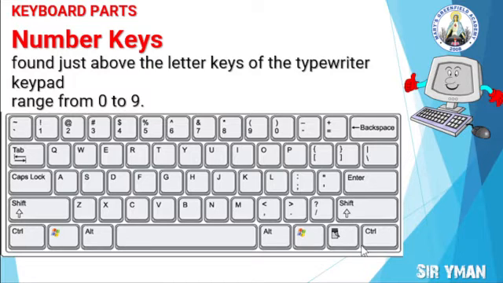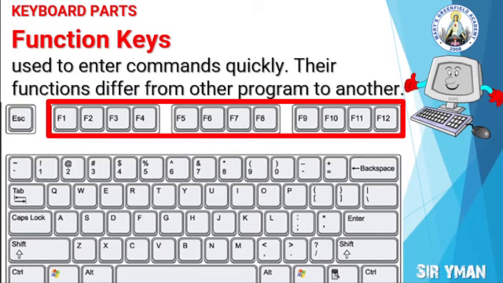Okay, so next ay going on top naman, ano? Punta tayo sa bandang taas ng keyboard. Sa bandang taas ng keyboard, makikita natin ang tinatawag na function keys. Okay, so function keys, they are used to enter commands quickly. Actually, they perform specific tasks. So they are F1 hanggang F12. And you can see them bandang taas ng keyboard. And their functions differ from one program to another. Okay, F1. If you're using Windows 10 or any kind of Windows, yung F1 is used for asking help.